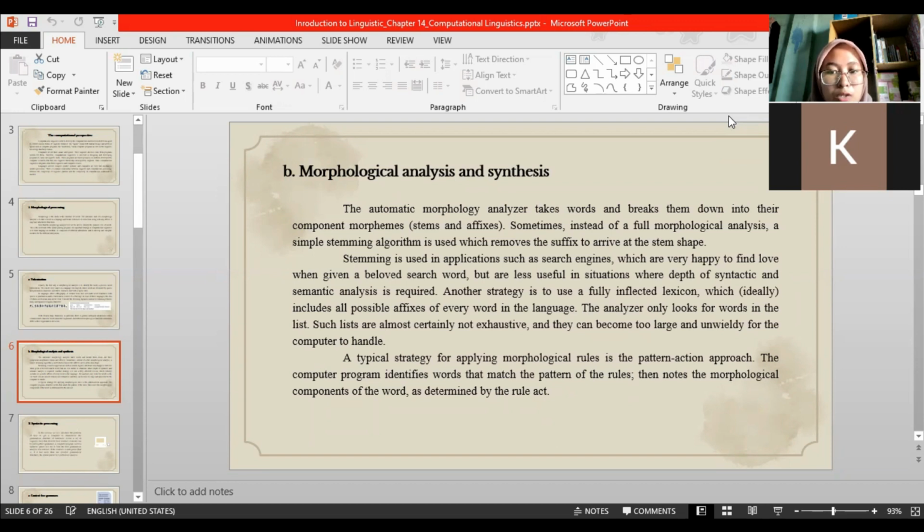Another strategy is to use a fully inflected lexicon, which ideally includes all possible affixes of every word in the language. The analyzer only looks for words in the list. Such lists are almost certainly not exhaustive, and they can become too large and unwieldy for the computer to handle. A typical strategy for applying morphological rules is the pattern-action approach. The computer program identifies words that match the pattern of the rules, then knows the morphological component of the word as determined by the rule.